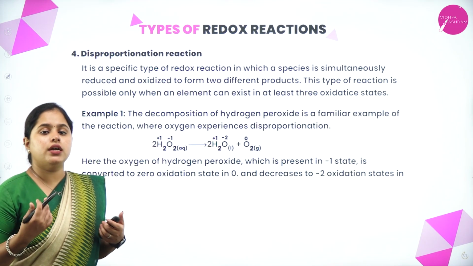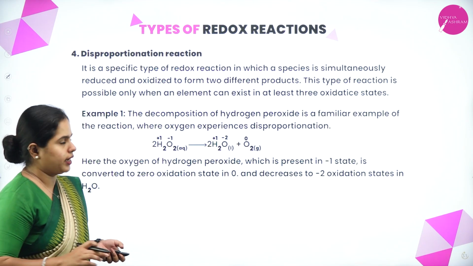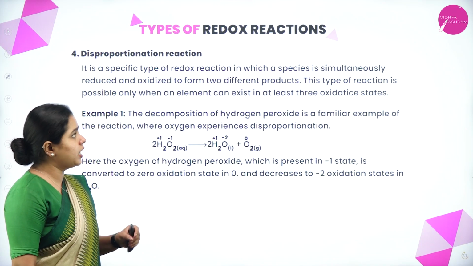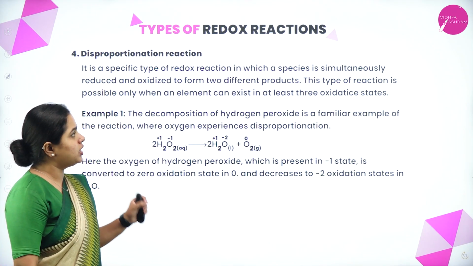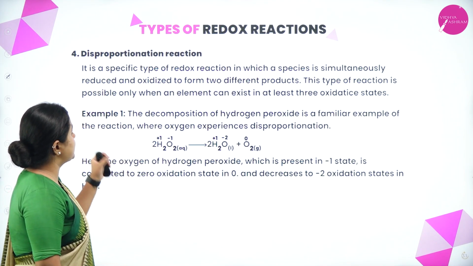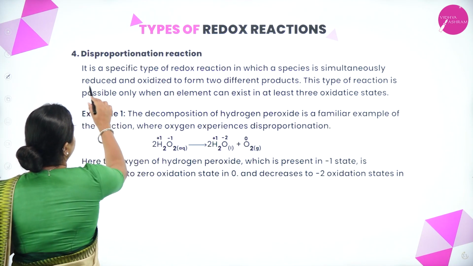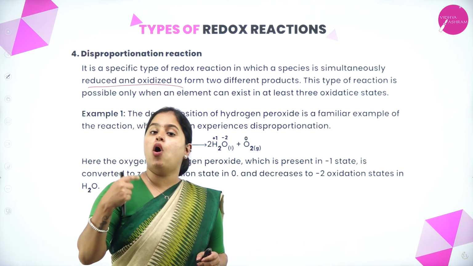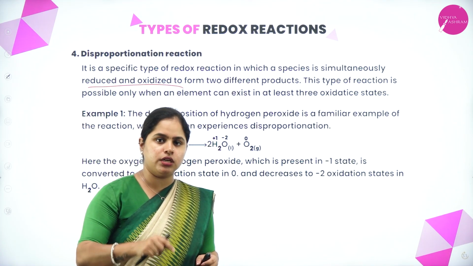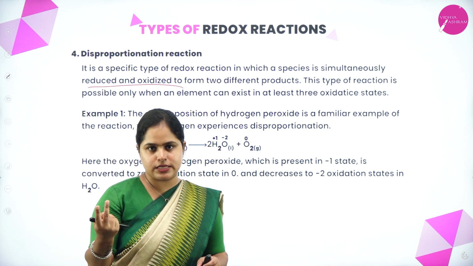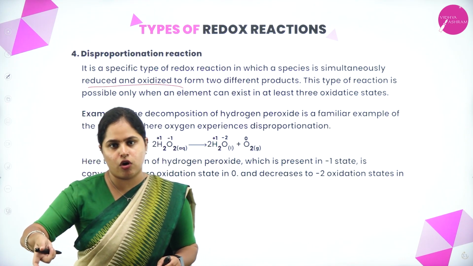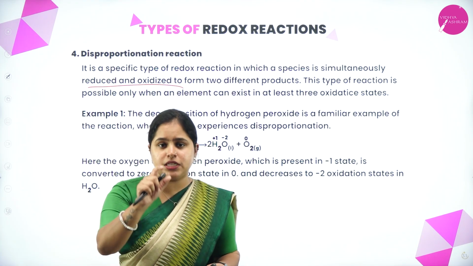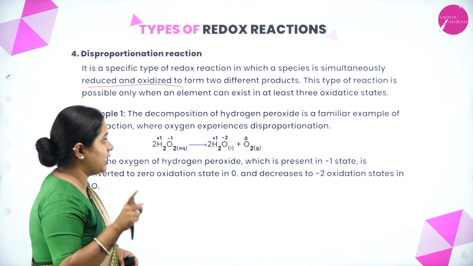So now moving on to the last type of redox reaction, that is disproportionation reaction. It is a specific type of redox reaction in which a species is simultaneously reduced and oxidized to form two different products. So the same element is undergoing oxidation as well as reduction by forming two different products. In one product, it will be undergoing oxidation, and in the other one, it will be undergoing reduction. So the same element is undergoing both oxidation as well as reduction.